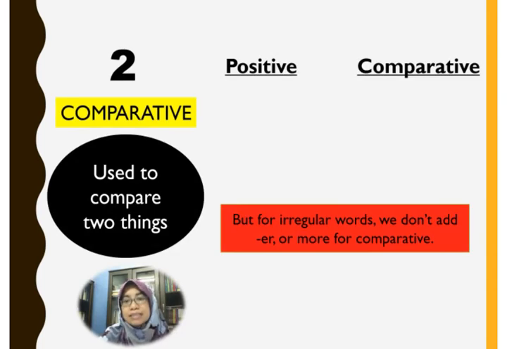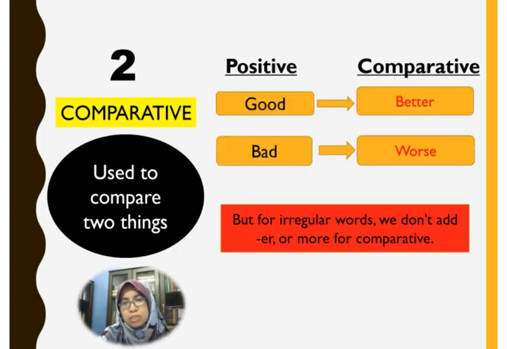Okay, here's still comparative adjective. There are some words in English we call irregular. Ada perkataan dalam bahasa Inggeris we call it irregular. So we don't add -er or more. Jangan tulis -er, jangan tulis more. We have to change whole words. For example, good, the comparative is better. Bad, worse.